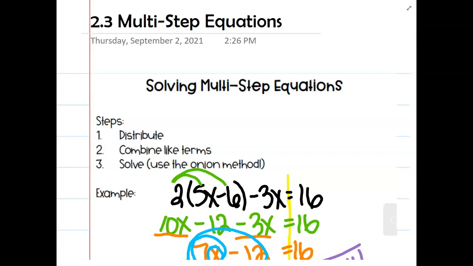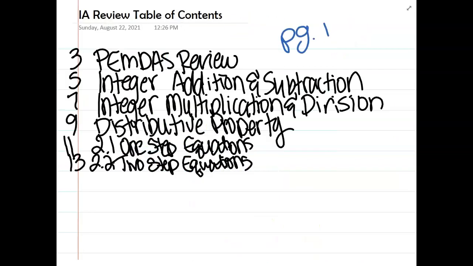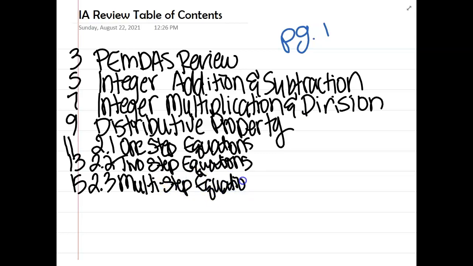Okay? All right, this is getting glued into page 15 of your notebook. Make sure we fill out our table of contents. This is section 2.3, multi-step equations.